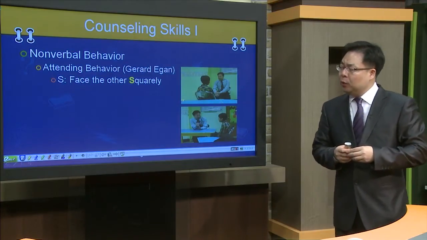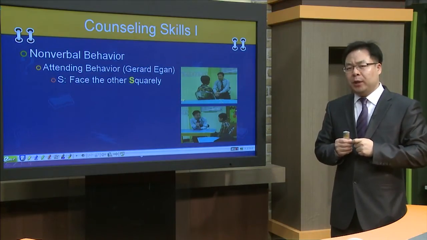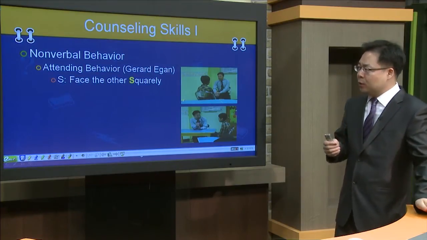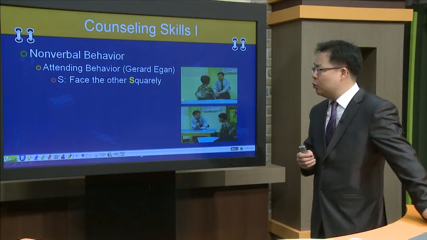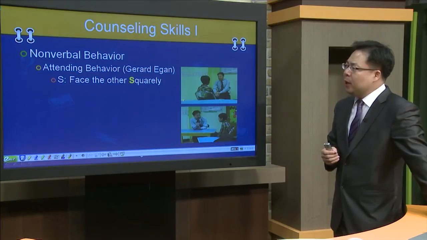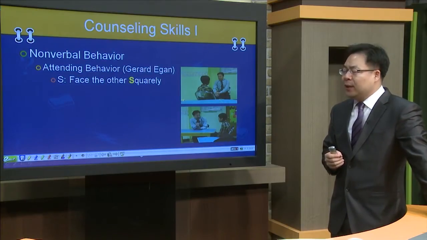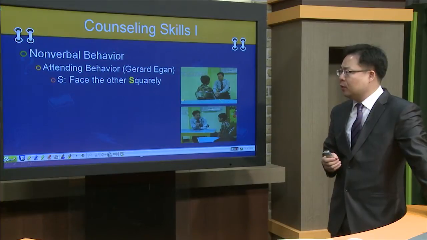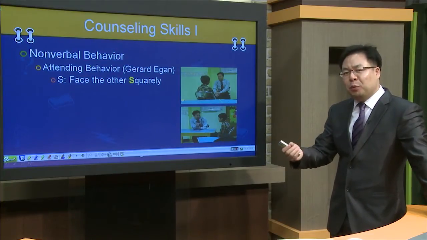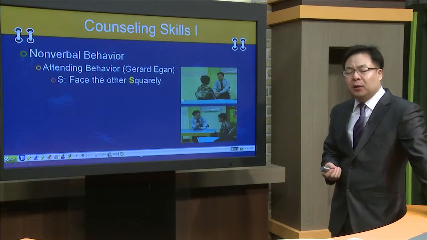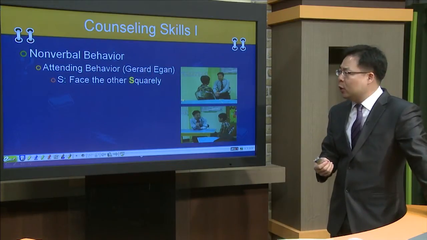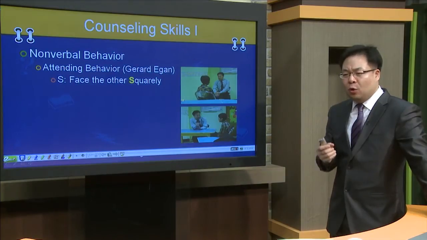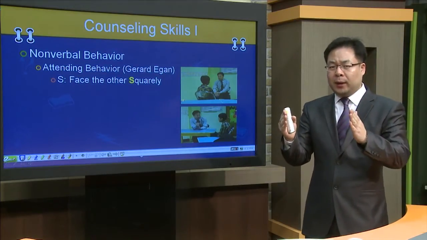Okay, as I mentioned, we will talk about some nonverbal behavioral counseling techniques. It was suggested by one of the counseling psychologists, Gerard Egan. He made the acronym starting with S. S in this case means face the other person squarely. Squarely means kind of straight. For example, he looks at me squarely, that means he looks at me straight. So in this case, we want to face the client squarely.